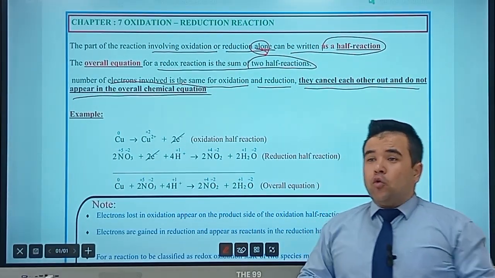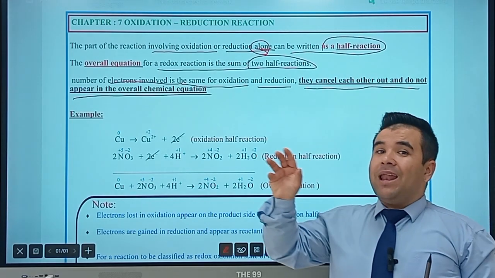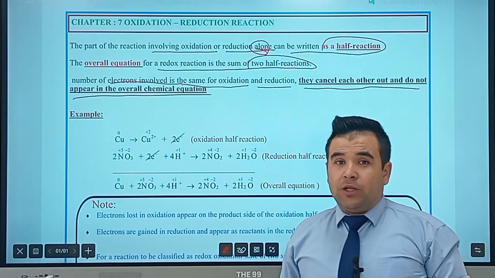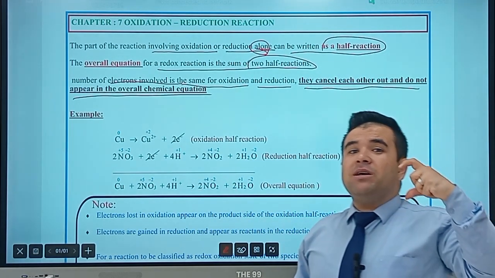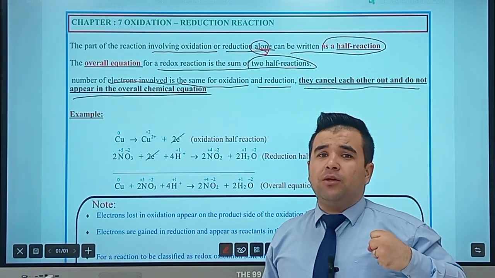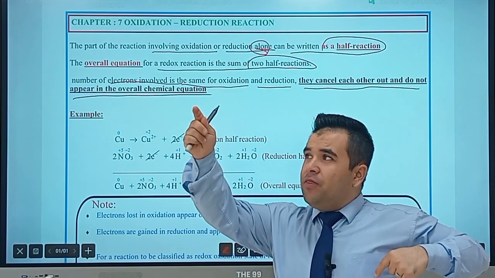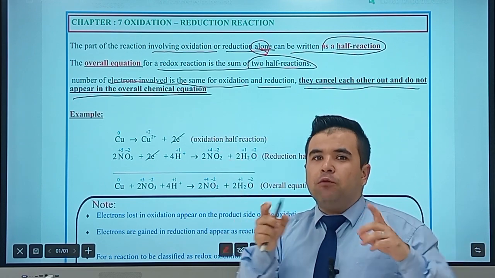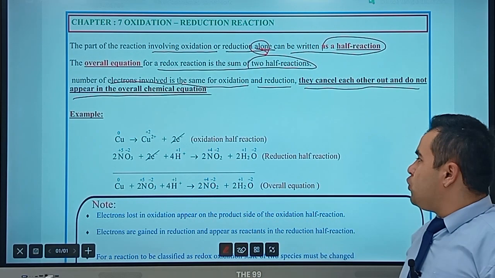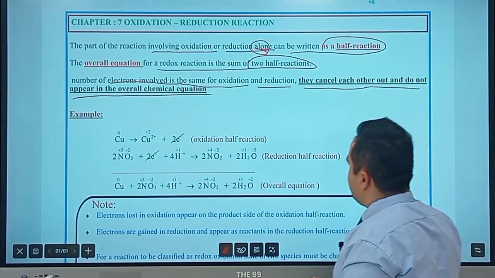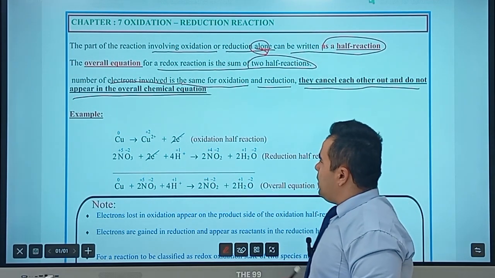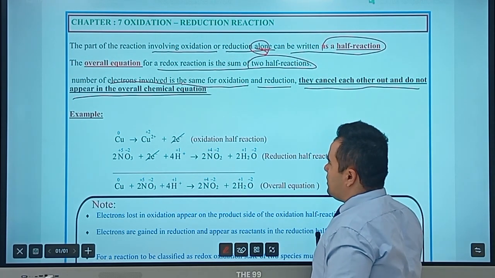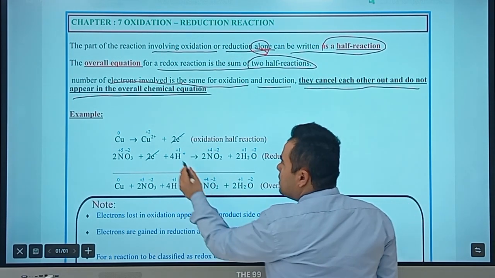The number of electrons which we write for balancing the oxidation half in the product must be the same as the number of electrons which we write in the reactant for the reduction, and then when we add these two together, the electrons cancel out. We do not write down the electrons in the overall reaction. How? Let us examine this example, guys.